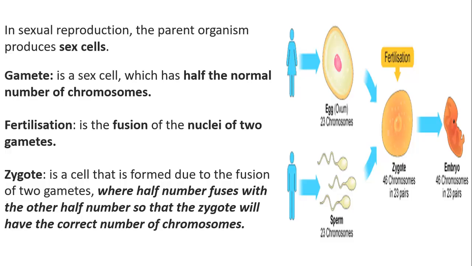Again, I have a male and a female. Each one of them will produce a sex cell, and then the sex cell or the gamete cell will contain half the number of chromosomes. So when fertilization happens, which means the fusion of the nuclei, we will get a zygote that contains the correct number of chromosomes that will grow later into an embryo.